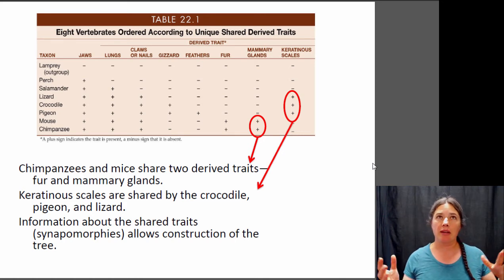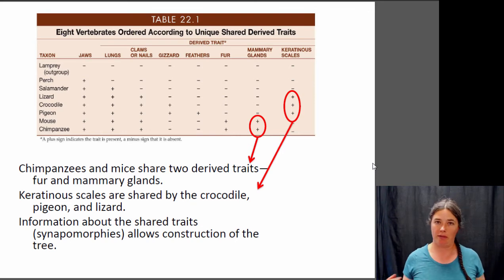So it has to be something that's shared between at least 2 members of the group, and something that is derived, meaning it is not the ancestral trait, it is something that has evolved since the group has separated, okay?